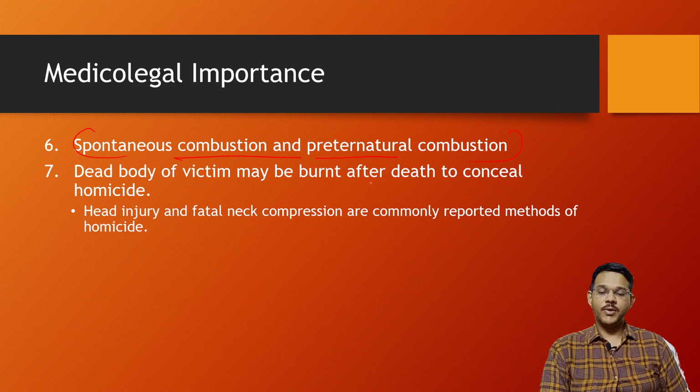The dead body of a victim may be burnt after death to conceal homicide. In certain homicidal cases, the person may be killed and afterwards burnt. So mainly you have to observe the presence of any injuries, fractures or head injuries, and fatal neck compressions are commonly reported in burn cases, which is a common cause of homicidal death where the person can typically be identified. Other injuries like stab wounds are very difficult to detect in case of homicide since burns usually obliterate these injuries.